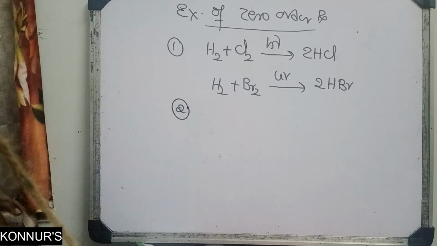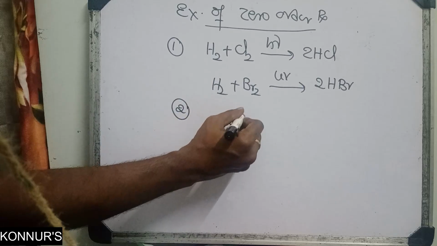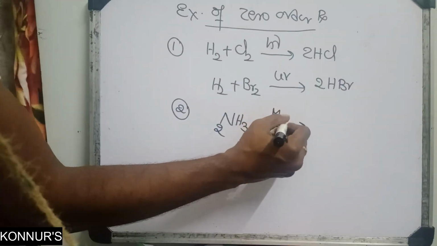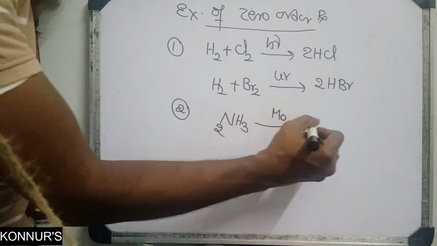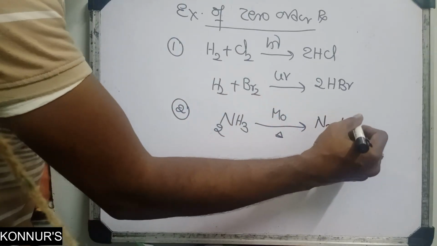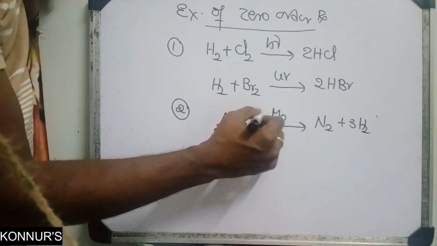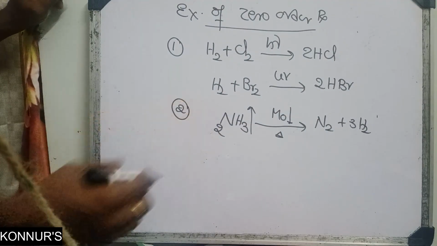Next, any heterogeneous reactions. Heterogeneous reactions means you take 2 moles of NH3, only molybdenum. If you take iron, ammonia formation is more. Only molybdenum means it is dissociated. So N2 plus 3H2. So that means ammonia is gas, molybdenum is solid. So that is what heterogeneous.